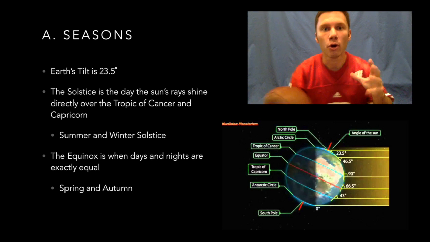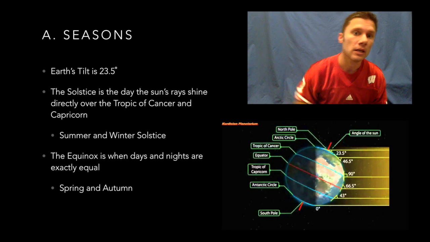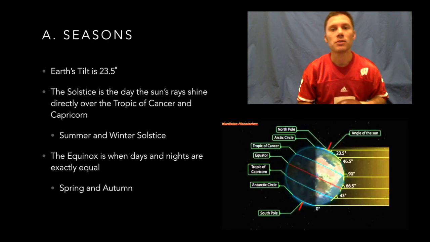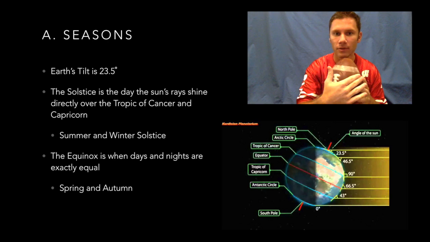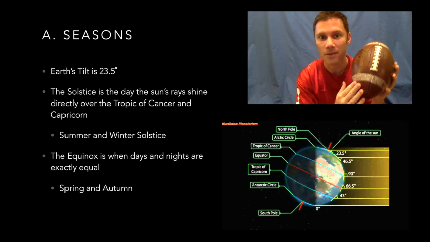And now you know what causes summer, spring, autumn, and winter. So as we better understand how Earth's tilt affects our seasons, a couple other terms you need to know. First one is solstice. Solstice is a day on which the sun's rays shine directly over the Tropic of Cancer in the northern hemisphere, and the Tropic of Capricorn down in the southern hemisphere.